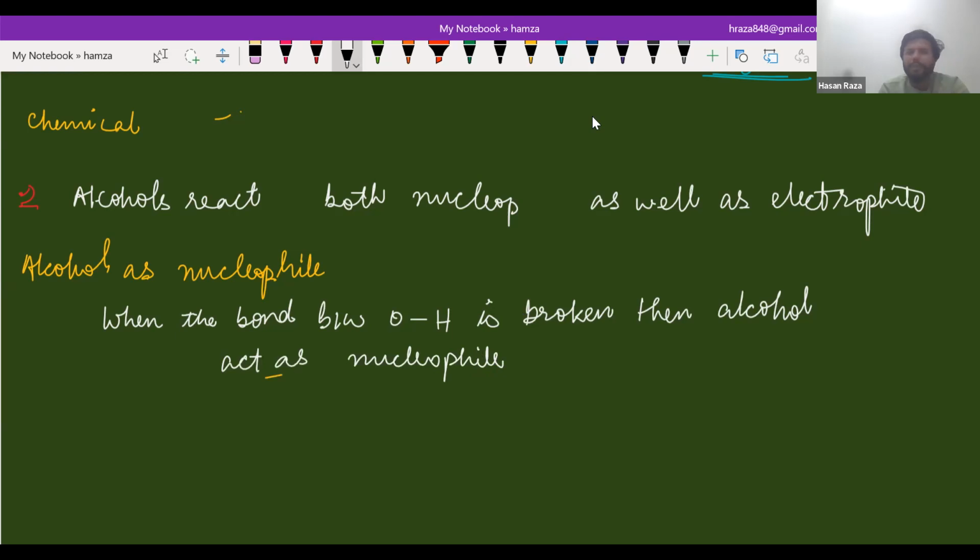So the concept is simple. As you know, this is alcohol. Basically when the OH bond is broken, then alcohol will act as nucleophile. As I can show you, this is alcohol, ROH. And if there is any electrophile, just suppose this is a carbocation, and as we know this oxygen has two lone pairs, that means electron rich species, that means nucleophile. So it will try to attack the C positive, because it is an electrophile, that means electron deficient compound.